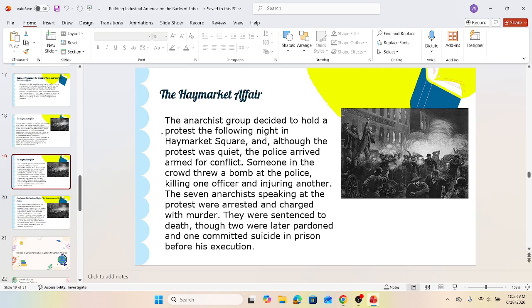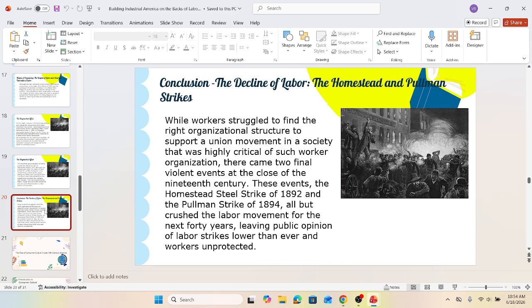So someone in the crowd threw a bomb at the police, killing an officer and injuring another. And then 7 of the anarchists speaking at the protest were arrested and charged with murder. And they were later sentenced to death, although 2 were pardoned and 1 committed suicide in prison before his execution. So just a lot of these attempts at peaceful protest and change ending in violence. It's going to take a long time for workers to see major change.